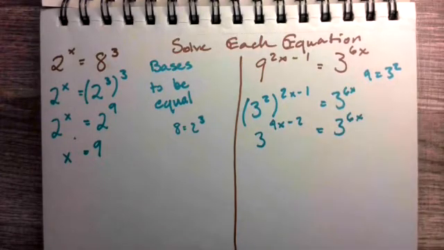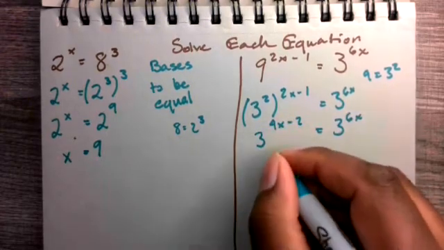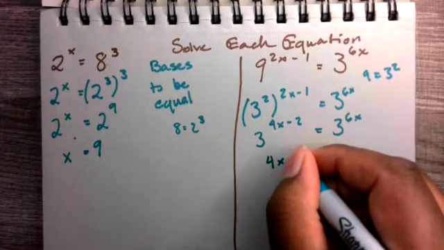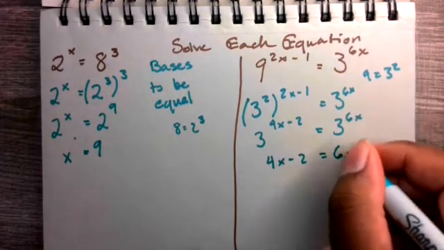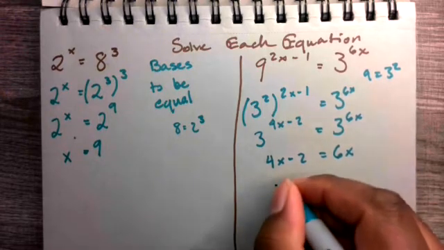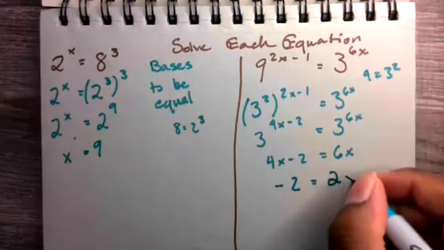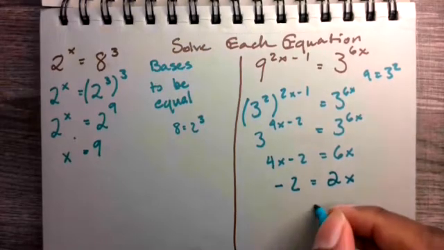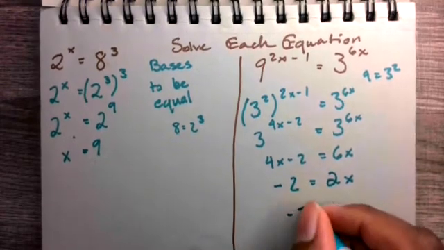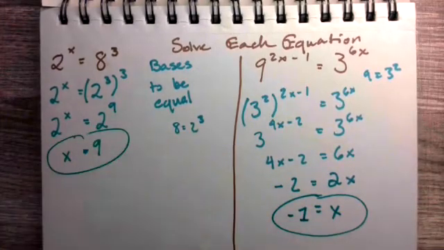Now that we've done that, we can say, oh, okay, I have the same base, therefore my exponents must be equal. So I now have 4x minus 2 equals 6x. Now from there, I can subtract 4x from both sides. I'm going to do that real quick. That gives me positive 2x on this side. You divide everything by 2, you end up with x equals negative 1. So those are my answers here. You can see how simple that is.